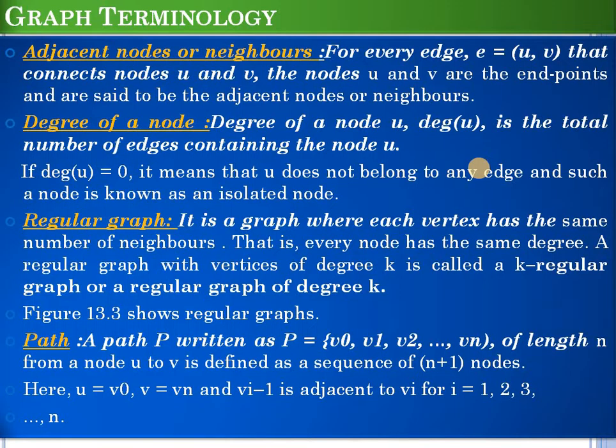Path: a path P is written as P = (V0, V1, V2, up to Vn), of length n from vertex U to vertex V, and is defined as a sequence of n plus 1 nodes. Here U equals V0 and V equals Vn. V0 is the first and Vn is the last node, and Vi minus 1 is adjacent to Vi for i equal to 1, 2, 3 up to n.